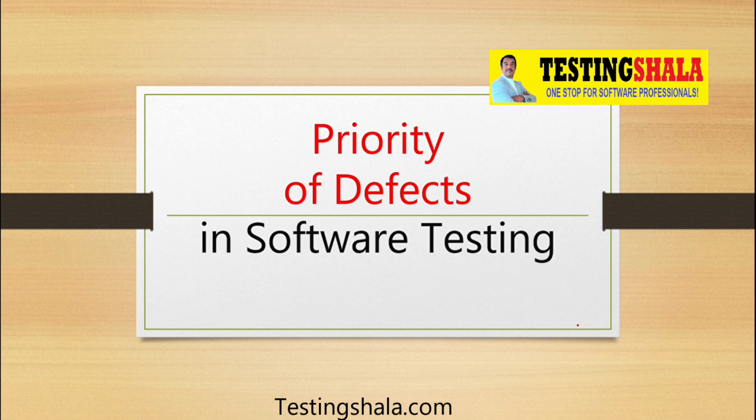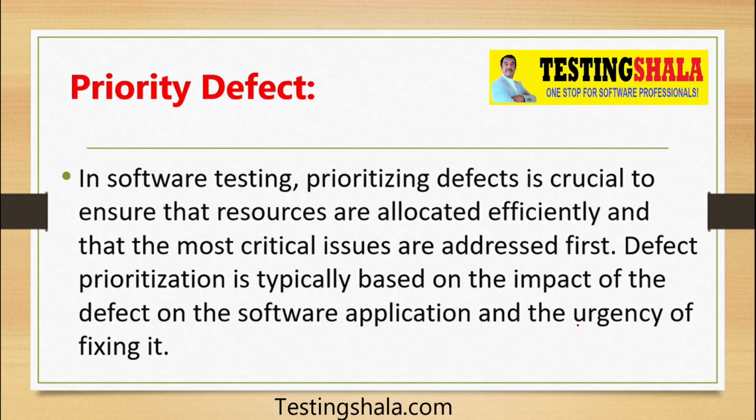We discussed the severity of defects in an earlier video. So now we'll discuss the priority of the defect. What is priority of defects all about? What are some examples for classifying the priority of a defect? I'm going to discuss in detail in this video. First we'll discuss what priority of defects is all about.